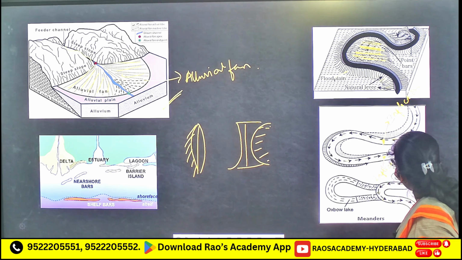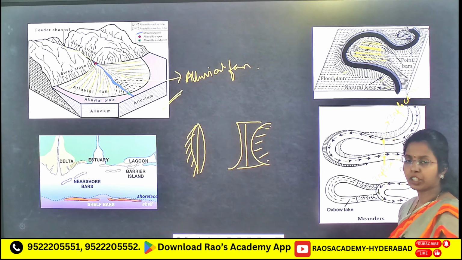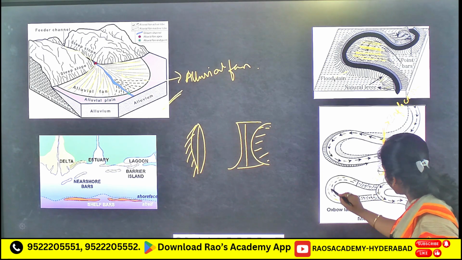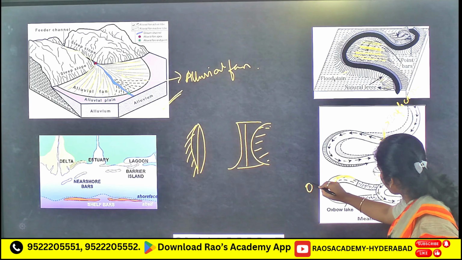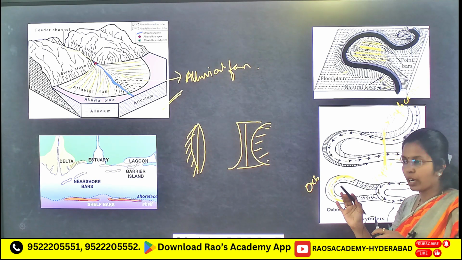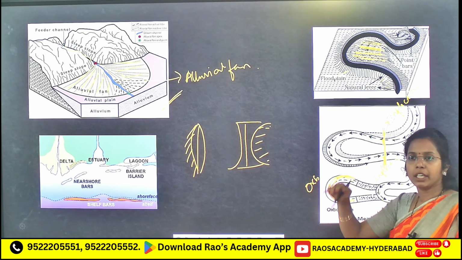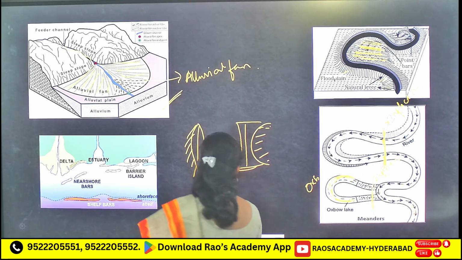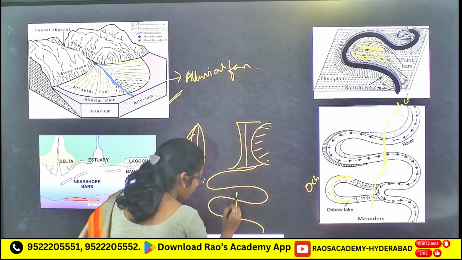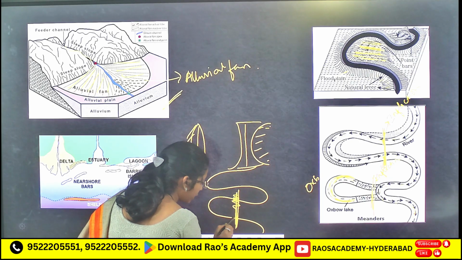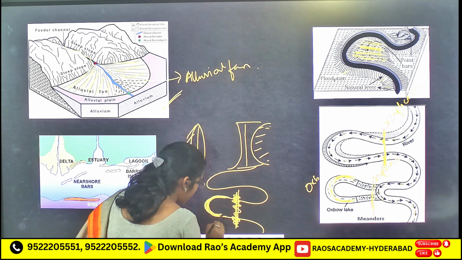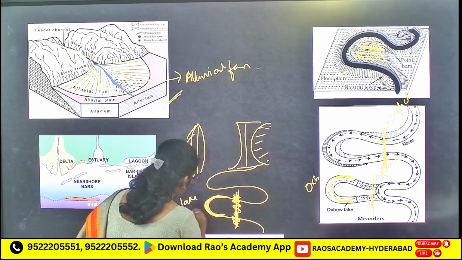After continuous erosion at the inflection point, you will see a cut off, and here we will see an oxbow lake. This oxbow lake is separated from the meander, because at the inflection point you will see continuous erosion and cut off. This cut off lake is known as an oxbow lake.